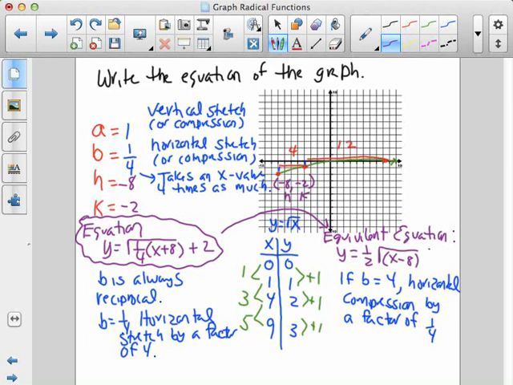I don't really need the parentheses anymore. Plus 2. They are the exact same equation. I just simplified the b value, since that was a pretty easy simplification. So they are equivalent. How about that?